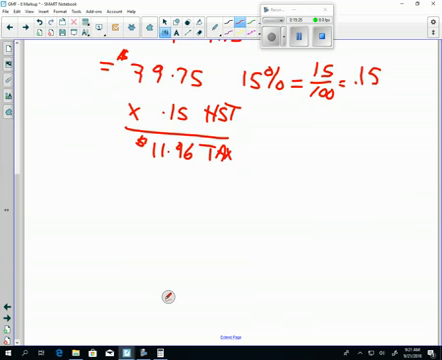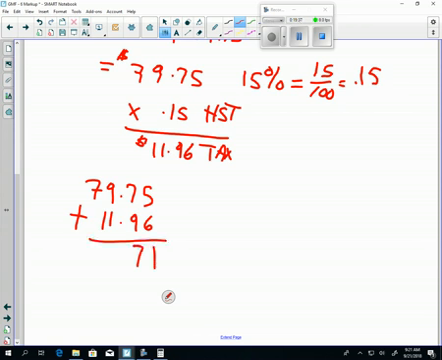So now we have to take our markup price, add the tax, and you would have to pay at the cash register $91.71. So something that cost her $55 marked up to $79.75, you eventually have to pay $91.71.